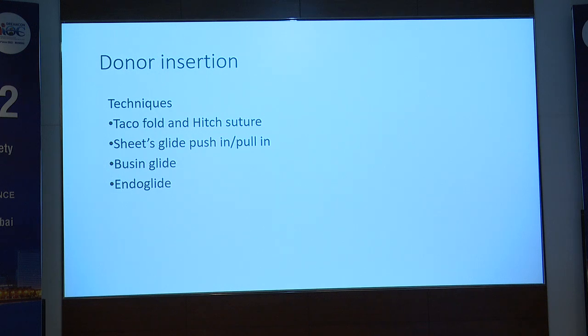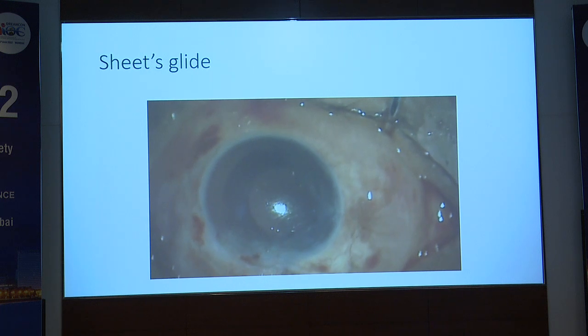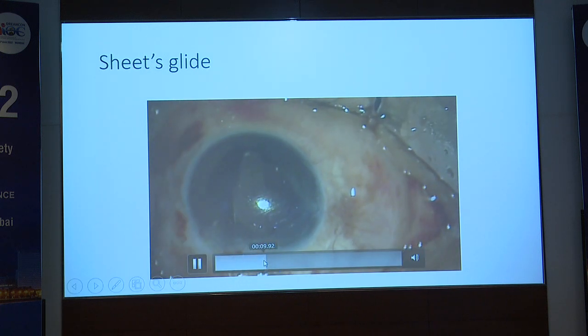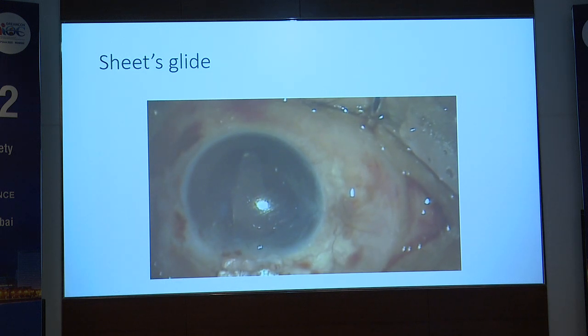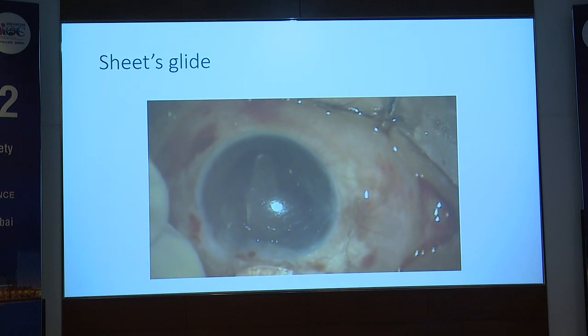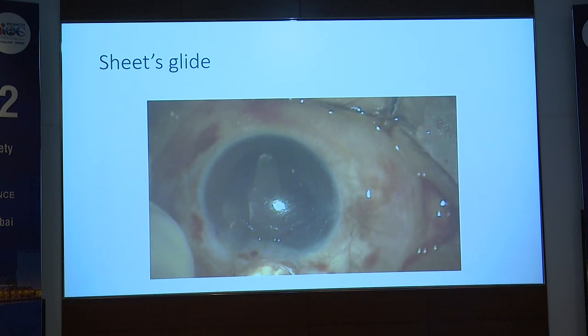Donor insertion: the easiest technique is to use a sheet glide. Place a cohesive viscoelastic on that, and you can use your bent 26 gauge needle or a Sinskey hook to just push the endothelium, the graft, into the anterior chamber. And it's always going to be the correct orientation of your graft because you're placing it properly into the anterior chamber, and there is no question of it opening the reverse side down. It's one of the easiest techniques which anybody can follow.